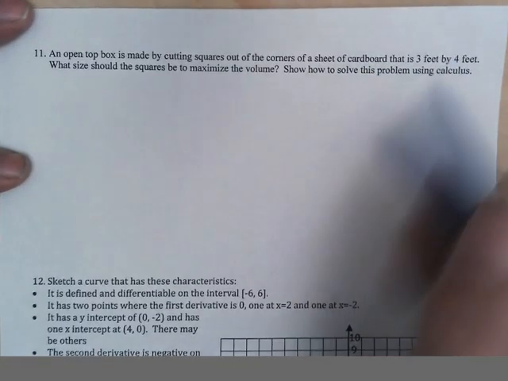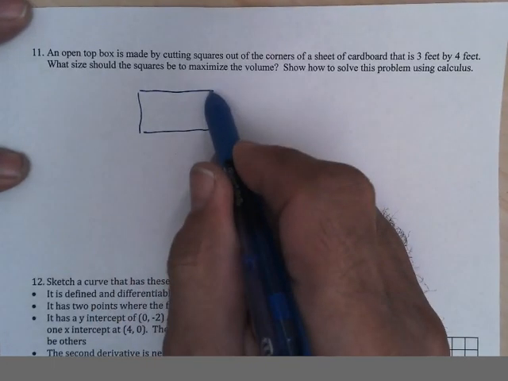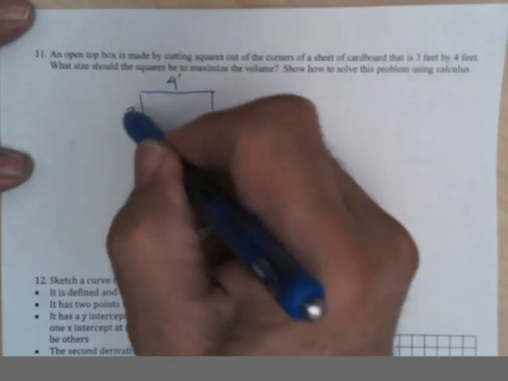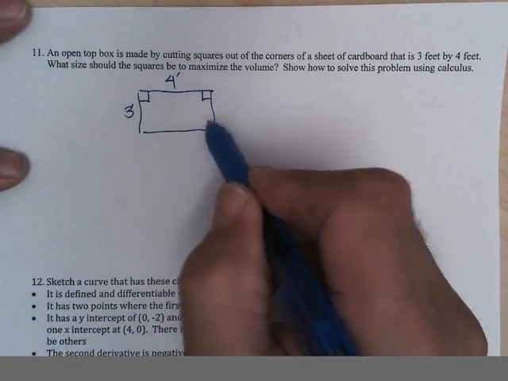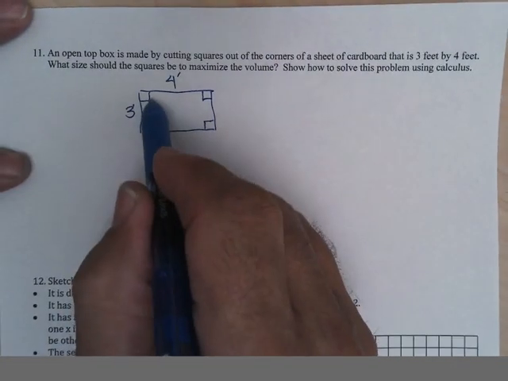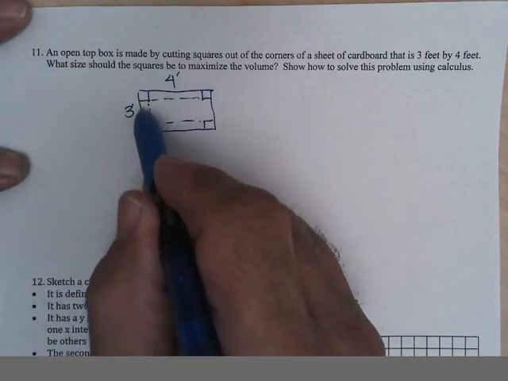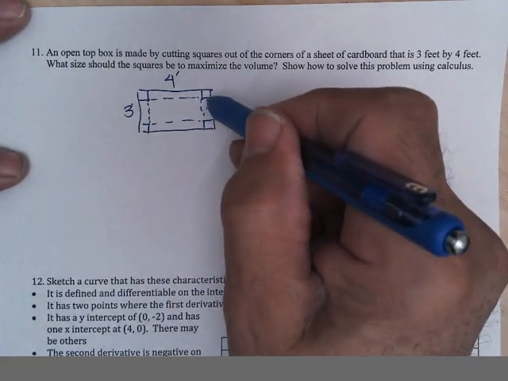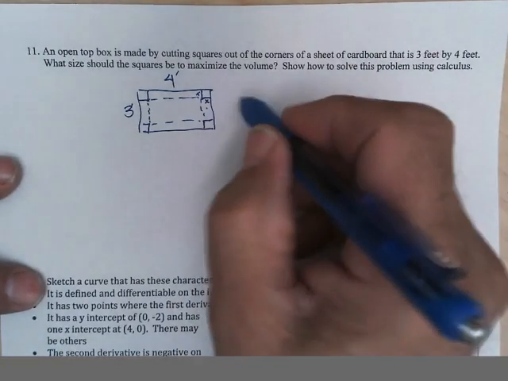5. We got a sheet of cardboard 3 feet by 4 feet. Classic problem. Going to cut squares out of the corners. We've done this several times in class. And if we're going to fold it after we cut the squares, we'll fold it there. So this will be a side, this will be a side, this will be a side, this will be a side. And so we don't know how big a square to cut out of the corners, so we'll call it x by x.